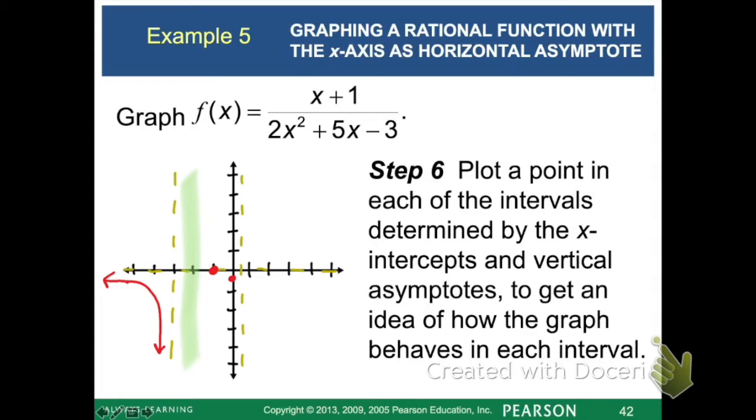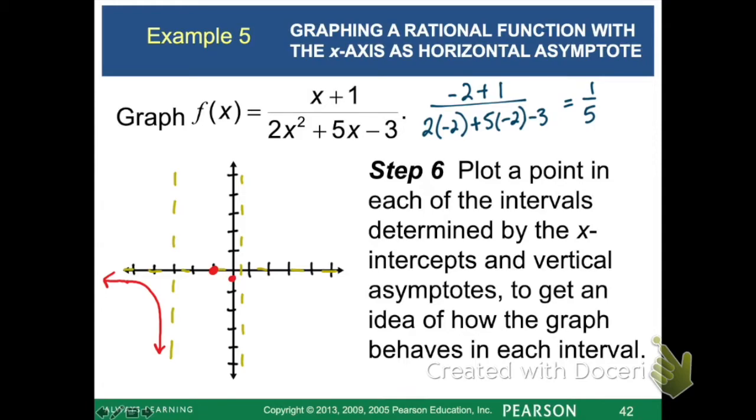Next, we're going to focus in on what's happening in this interval between my asymptote at x equals -3 and my intercept at -1 on the x-axis. So the most logical number to test here would be -2. When I plug -2 into my function, I get out a positive number.